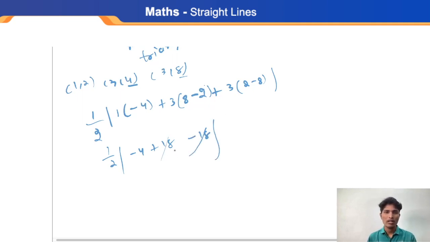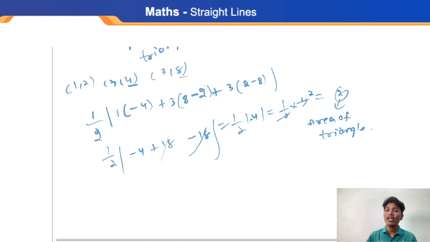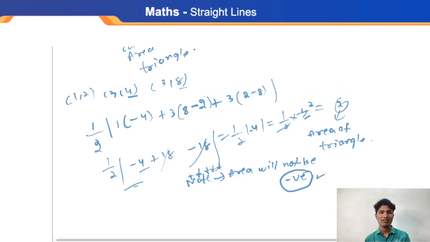Now what you observed? These terms get cancelled and this is modulus, so modulus of minus 4 is 4, half of 4 is 2. So the area of the triangle is equal to 2 units. Why have we taken minus 4 as positive? Because area cannot be negative. Important note here. You can 5-star this one because it is very important. Because of the modulus condition, it is very important. That is what we write in the note. Area will not be negative. This is the main reason why you are taking it like this.